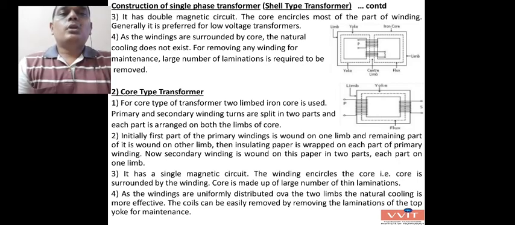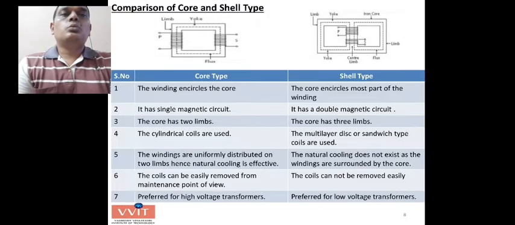Core is made up of a large number of thin laminations. As the windings are uniformly distributed on the two limbs, the natural cooling is more effective. The coil can be easily removed by removing the laminations at the top of the yoke for maintenance. If there is any maintenance, that means if any winding is damaged, we can easily remove it.